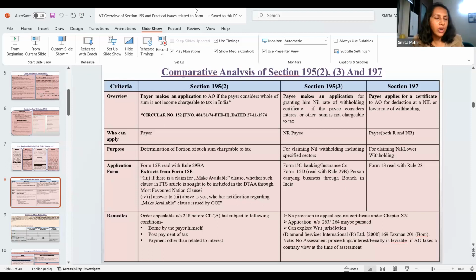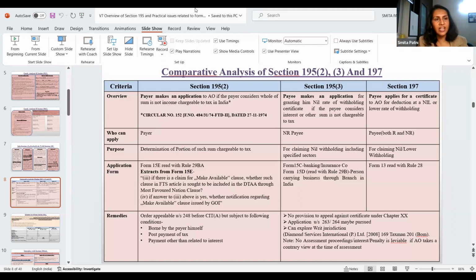Now, in case of 195(2), the payer makes an application only for the determination of the portion. No tax rate is decided here. In 195(3), he is asking for a nil rate. He is not asking for the apportionment of the income to be determined. Section 197 is open for both payer and payee, resident and non-resident. In 195(3), only the payee would make an application, that is a non-resident payee, and that also only the specified companies, that is a banking company, insurance company, or a foreign company having a PE in India. In 197, any type of payee, individual assessee, foreign company, resident or non-resident, any payee can apply for either the lower rate or the nil rate. 195(3) is only for the nil rate.